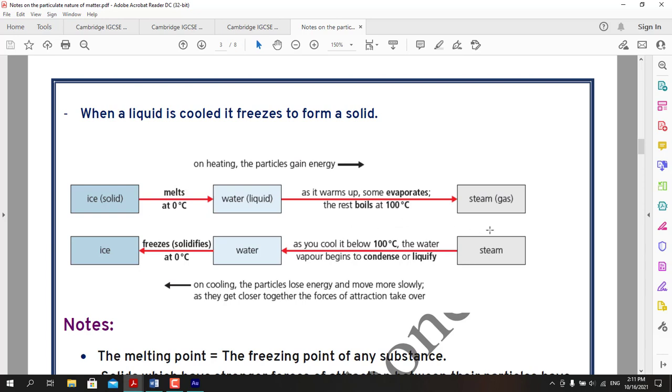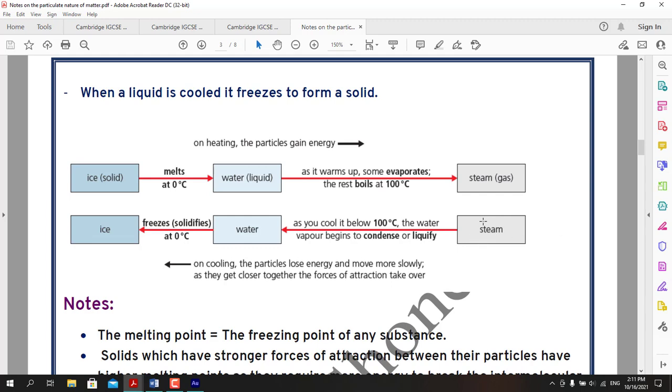Now to reverse the process, we have steam which has a temperature over 100 degrees Celsius. If we cool it below 100 degrees Celsius, the water vapor begins to condense or liquefy, turning into water. If we cool that water, it freezes or solidifies. At 0 degrees Celsius, it turns into ice. What do we notice? That both the melting and freezing points of water are 0 degrees Celsius, and both the boiling and condensing points for water are 100 degrees Celsius. It just depends on the direction of the energy. Are we heating or are we cooling?